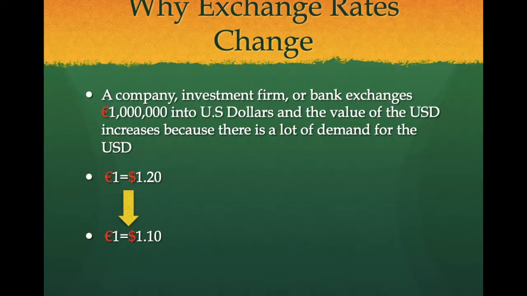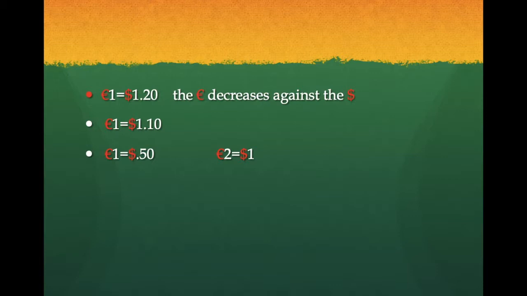Another way to look at this is to think of it as the euro decreasing against the dollar. All right, so what that means is that now, if the dollar increases, you can get more euros with a dollar. And there's an example right here. Let's say the dollar increases and now the exchange rate is for every euro you get 50 cents. For every 50 cents you have, you get 1 euro. So now that means that for every 2 euros you have, you only get $1.